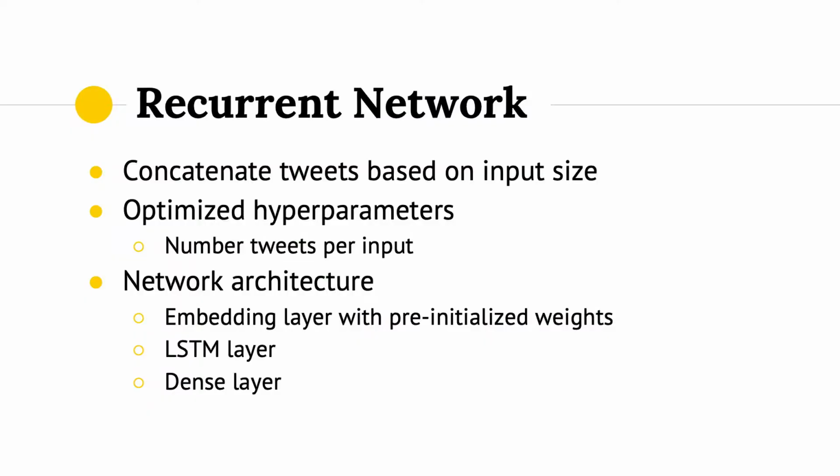So our final type of network, the recurrent network, very similar to the convolutional network, we combine tweets into groups. Rather than using an array, we concatenated the tweets, so that is taking each tweet and combining them into one large text block. We optimized the same hyperparameter, the number of tweets per input, and our network architecture had an embedding layer, which essentially takes that text block into word vectors from the GloVe dataset. We had an LSTM layer, and then our dense layer, which had 4 nodes, 1 for each output.